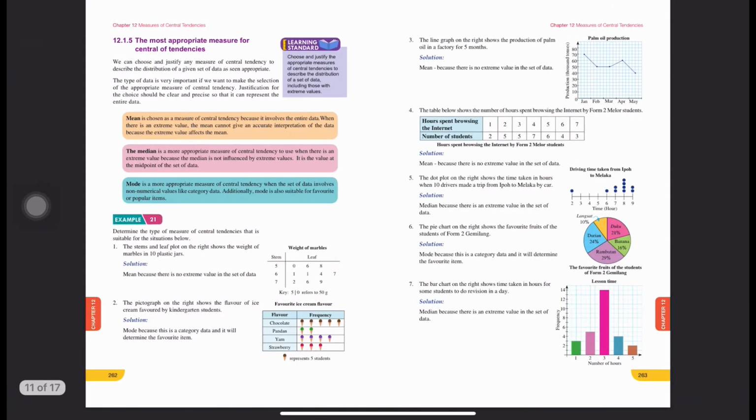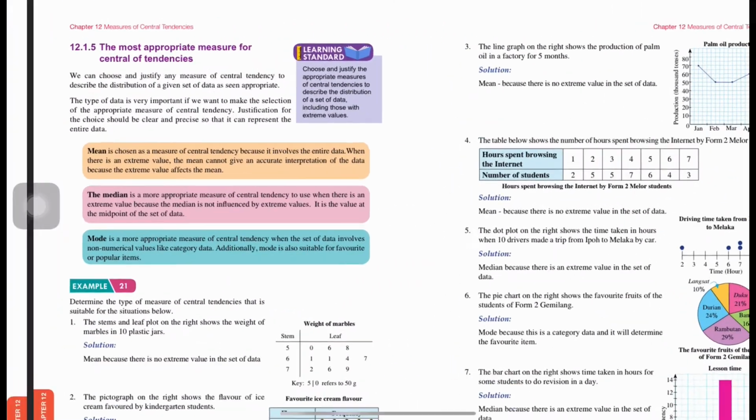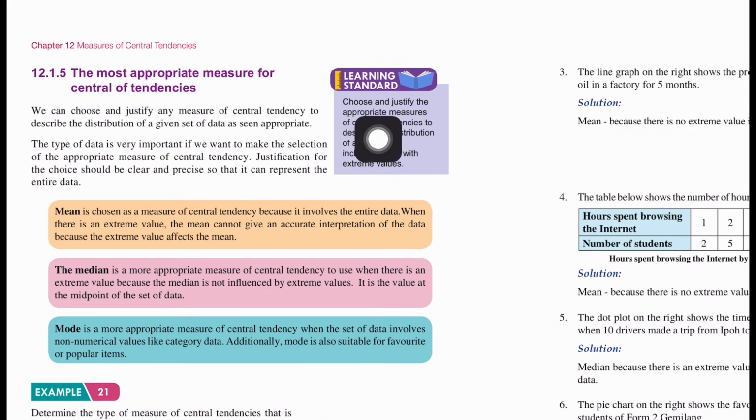Okay, now we proceed to the next learning standard. Okay. Choose and justify the appropriate measures of central tendencies. Kita dah belajarkan banyak central of tendencies ni, okay, to describe the distribution of a set of data, including those with extreme values. Ingat lagi tak extreme values? Nilai yang paling besar ataupun yang paling kecil.